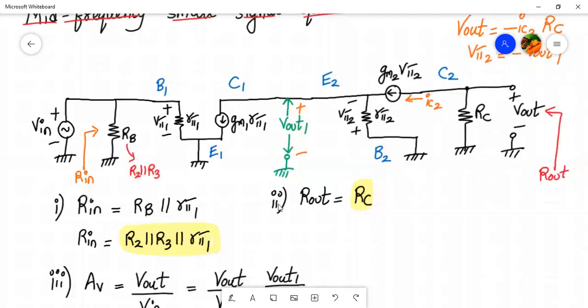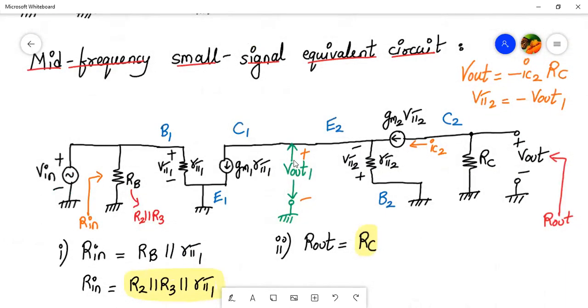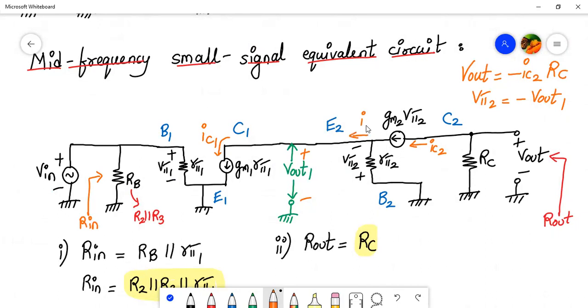Okay. So now, similarly, we have to write down the expression for V out 1. Over here, V out 1. So what is the current flowing over here? In case you want to multiply V out 1, let me write over here, this is collector current IC1, which is equal to emitter current IE2.